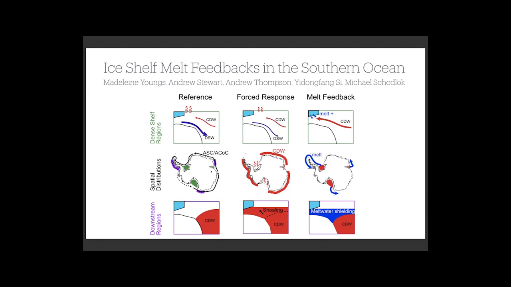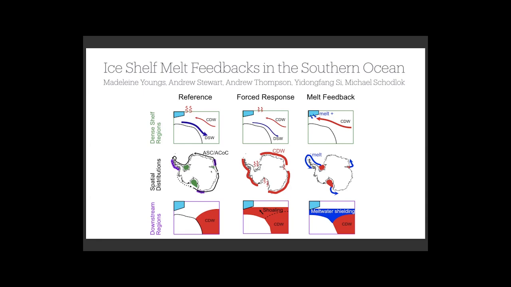So for the forced response, which effectively is just the response that we get from climate change and not the effects of changing meltwater, you effectively get a shoaling of circumpolar deep water in very large regions around the continent for the downstream regions. And in the dense shelf formation regions, we have a lot less dense shelf water that's formed.